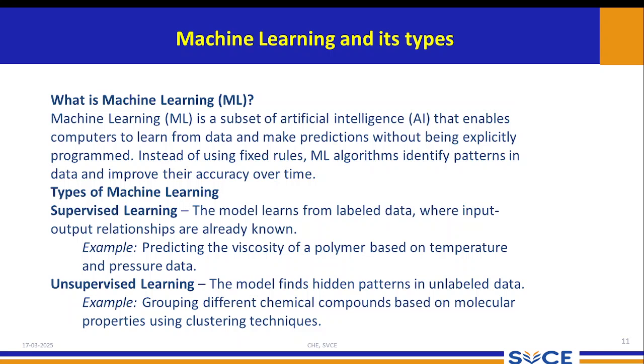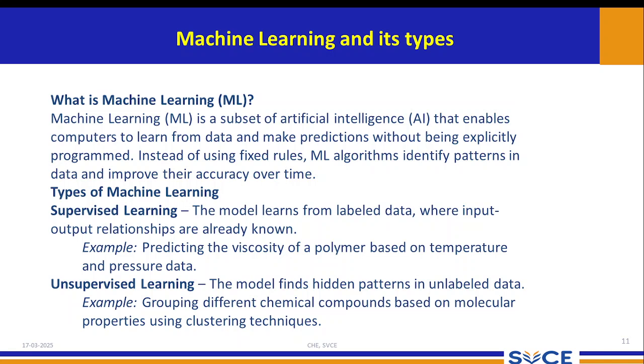Instead of using fixed rules, machine learning algorithms identify patterns in data and improve their accuracy over time. So this is called machine learning. It is a subset of artificial intelligence that enables computers to learn from the data and make predictions. What is deep learning? We are giving a lot of data there.